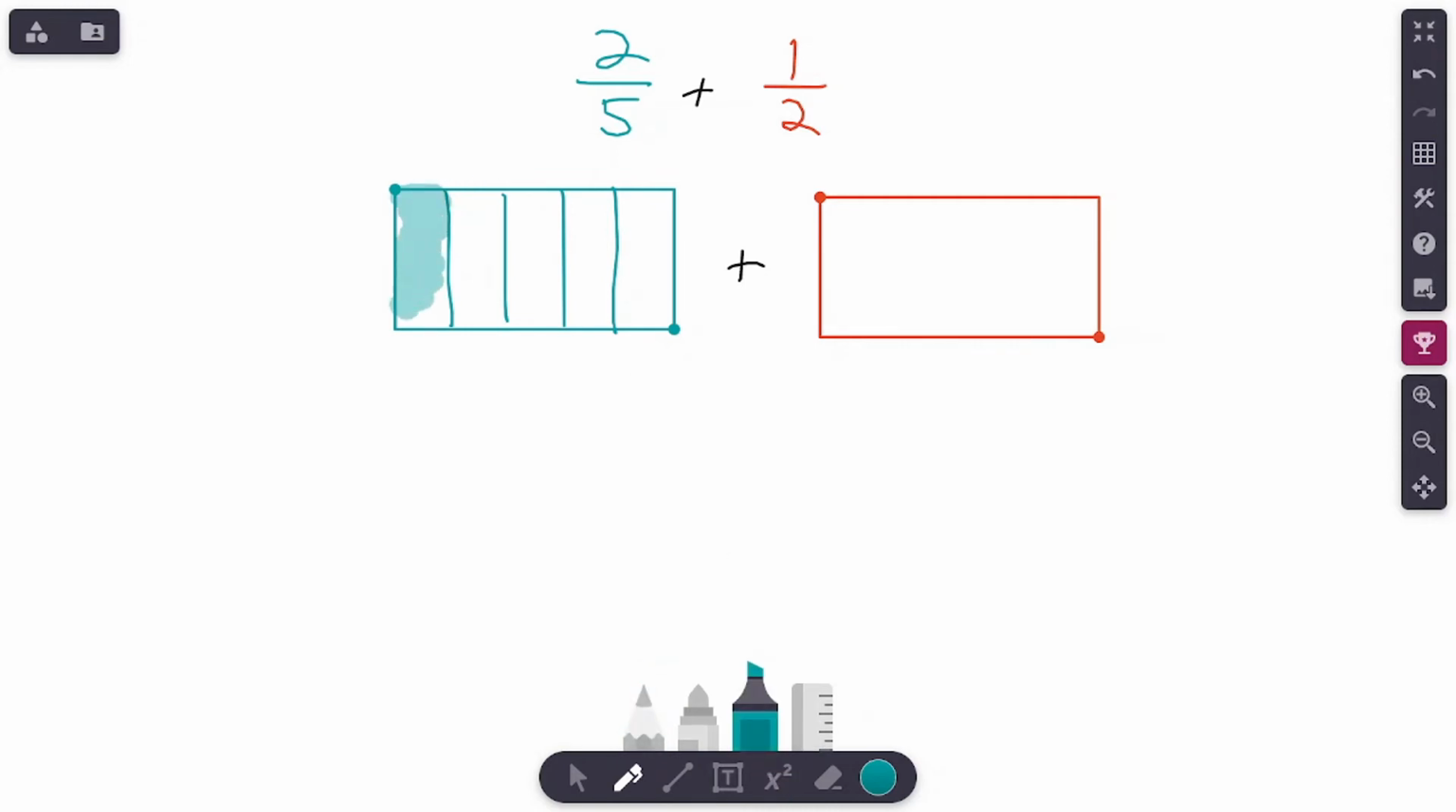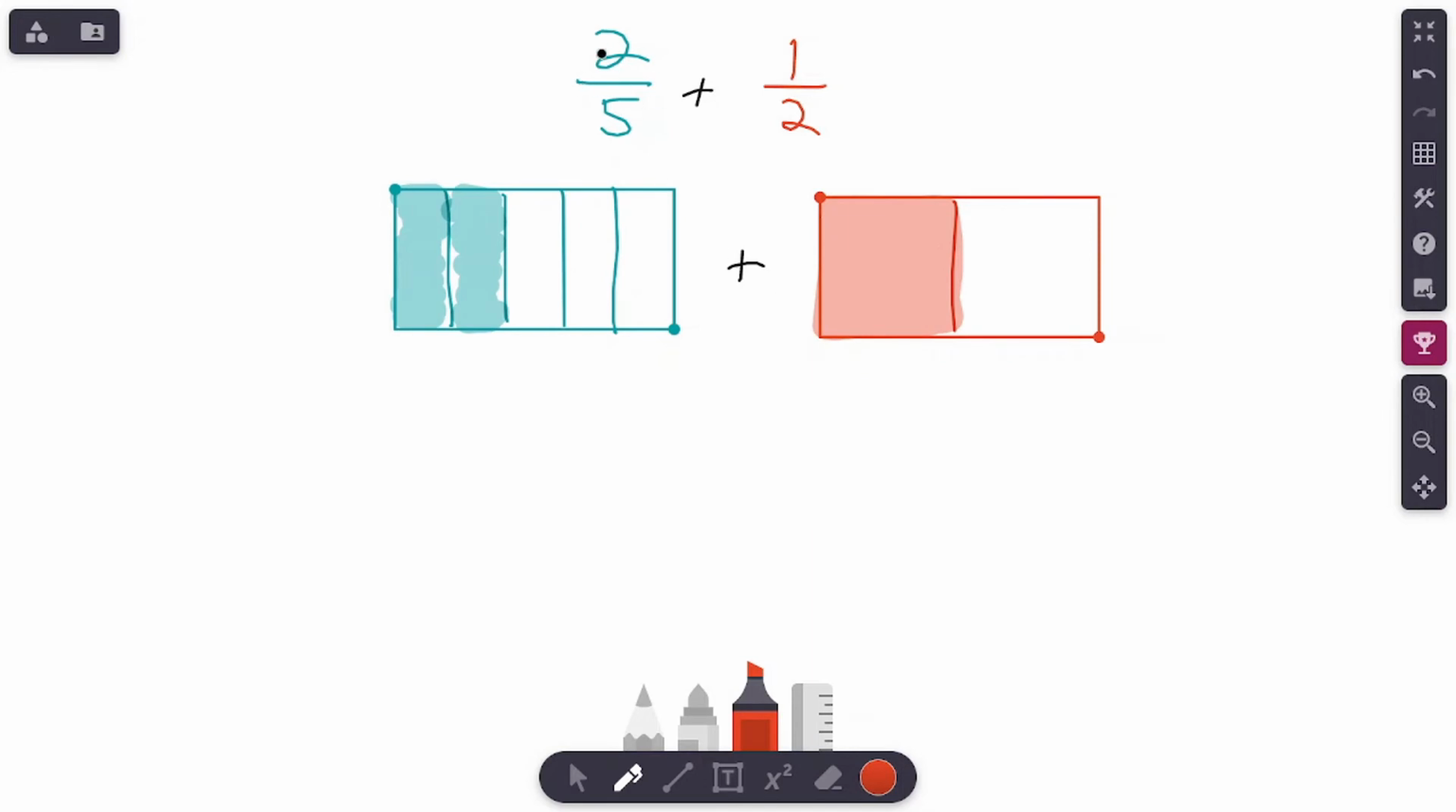So right now, ask yourself while I'm shading this in, are these two fractions, do they have the same denominators? No, they do not. So what we're going to have to do is we are going to have to draw these models here, and then we're going to have to go in and figure out how to create equivalent fractions that have the same denominators.